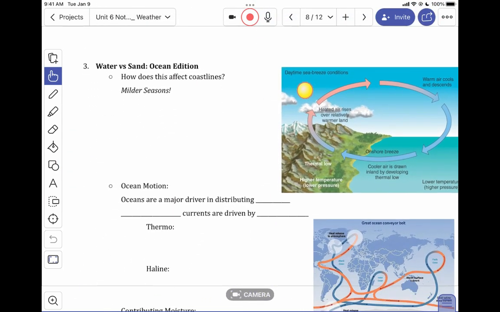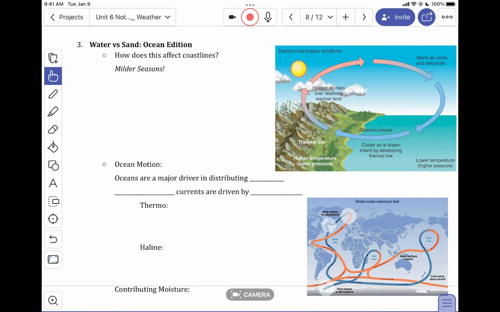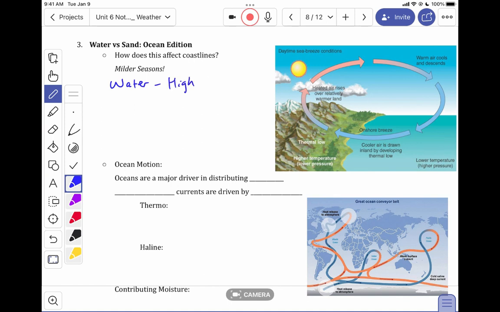We jump up here to water versus sand, ocean additions. So how does this affect coastlines? Well, water has a high specific heat, so it doesn't want to change temperature very quickly. We already talked about sea breezes, where this air comes onto the land. And then at night, you'll get your land breezes where the air goes back over the water. But because that water doesn't change temperature very quickly, it's going to have a real moderating effect on the temperature. So I'm going to say water has a high specific heat.